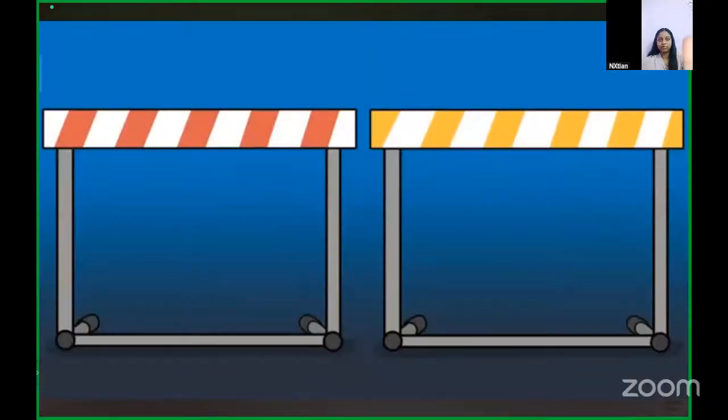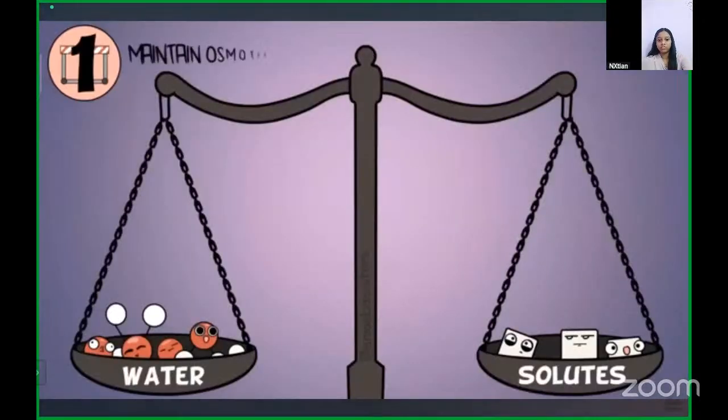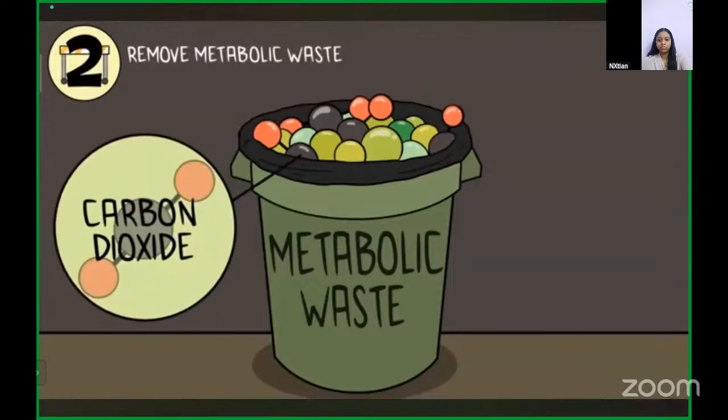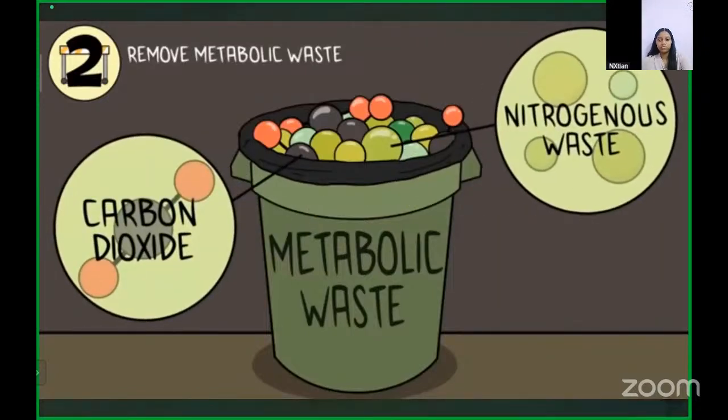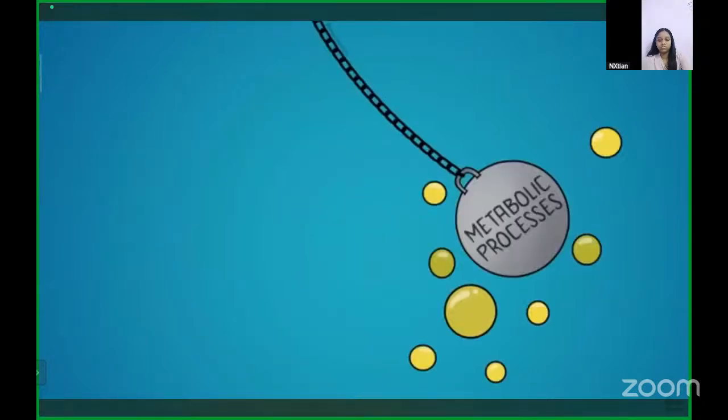Okay, so let's consider 2 obstacles that have to be addressed for survival. I mean, there's a lot of obstacles, but here are 2 big ones. 1, you have to maintain an osmotic balance. That means you have to find an osmotic balance by managing the water and the solutes in the body. And 2, you have to get rid of metabolic waste. What's metabolic waste? Well, it could include carbon dioxide or nitrogenous waste, which occurs from the breakdown of proteins. There's a lot of protein breakdown in metabolic processes after all.